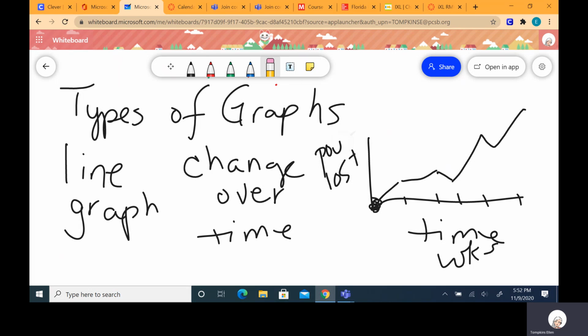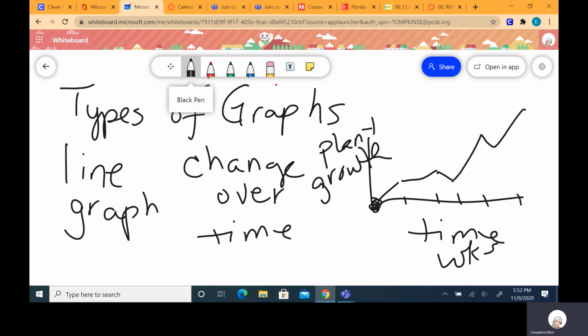Another one you see with this quite often would be plant growth. They like to use that example on the FSA quite often. So plant growth over time.